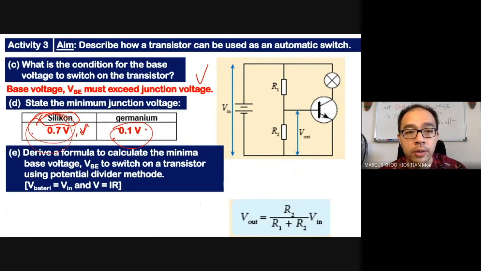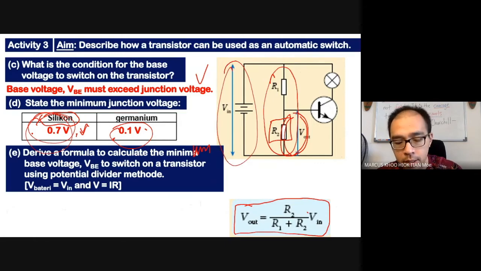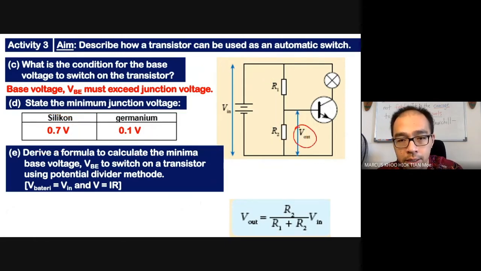Now, derive a formula to calculate the minimum base voltage to switch on the transistor using the potential divider method. This is the potential divider. V out, how much voltage is across here, equals the resistance over the total resistance, times the input voltage. I repeat: the voltage here equals this resistor over the sum of these two resistances, times the voltage.